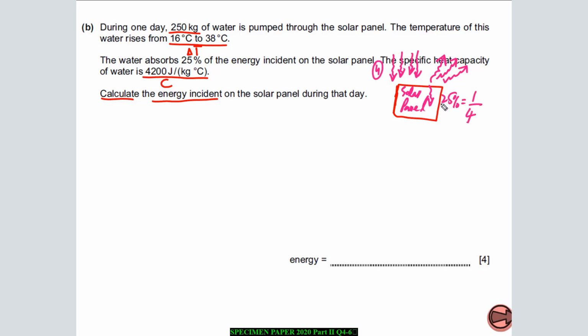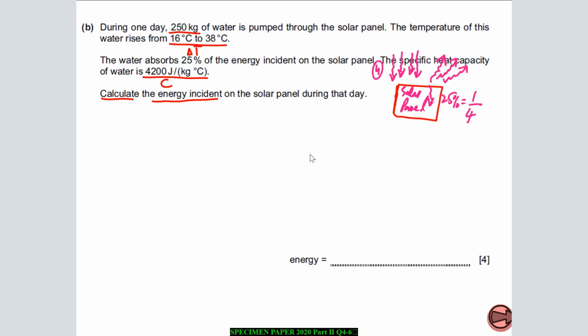Now this is very important, because this is a common problem for many students when finding the energy incident. They can find out how much energy is absorbed by the water, but sometimes they just get stuck. They don't know what's going on. If you have this idea and you look at this diagram, you will be quite confident to answer this question.